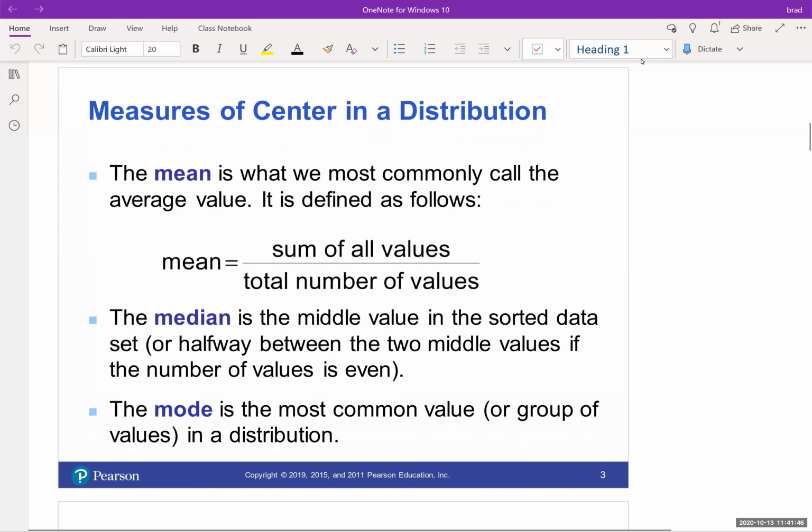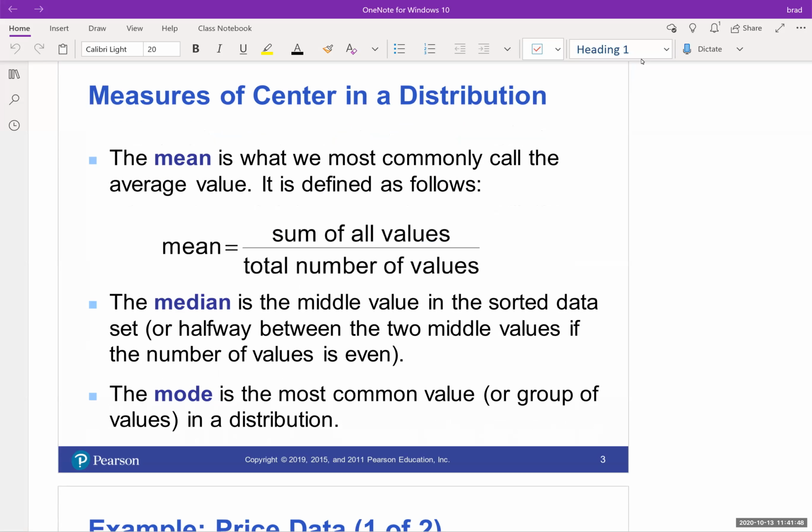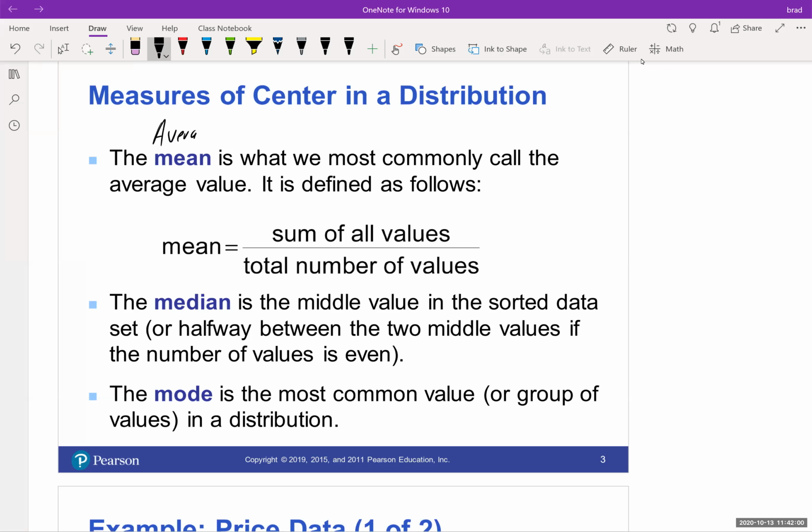Okay. Measure of center in a distribution. The mean is what we most commonly call the average value. It is defined as follows. The mean is equal to the sum of all values divided by the total number of values. So you guys know this as the average, right? This is how we normally think of it. Basically, the mean is trying to tell you where the center of the data is located. And again, oftentimes in statistics, we refer to the mean as the expected value.